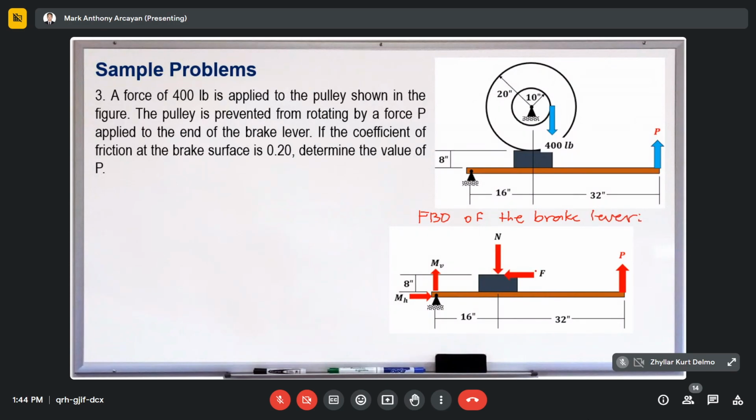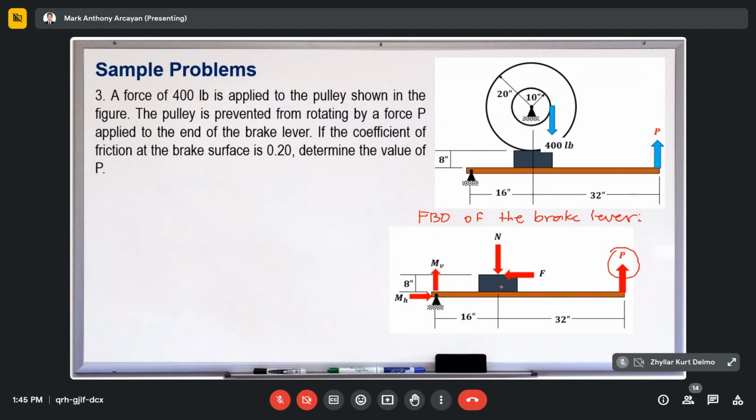Ang atong brake lever consists of our brake arm and our brake shoe. Then kaning brake arm, mo rotate ni siya about this hinge or pin connection. Okay, so ato i-indicate ang mga external forces. The first one is our force P, no? Mo ni siya ang mag-activate sa ato ang braking action towards our pulley.